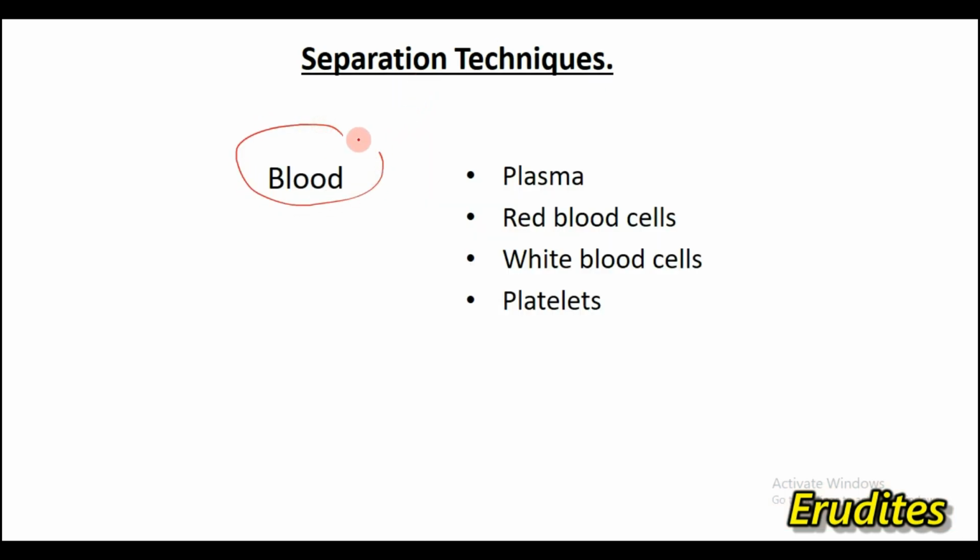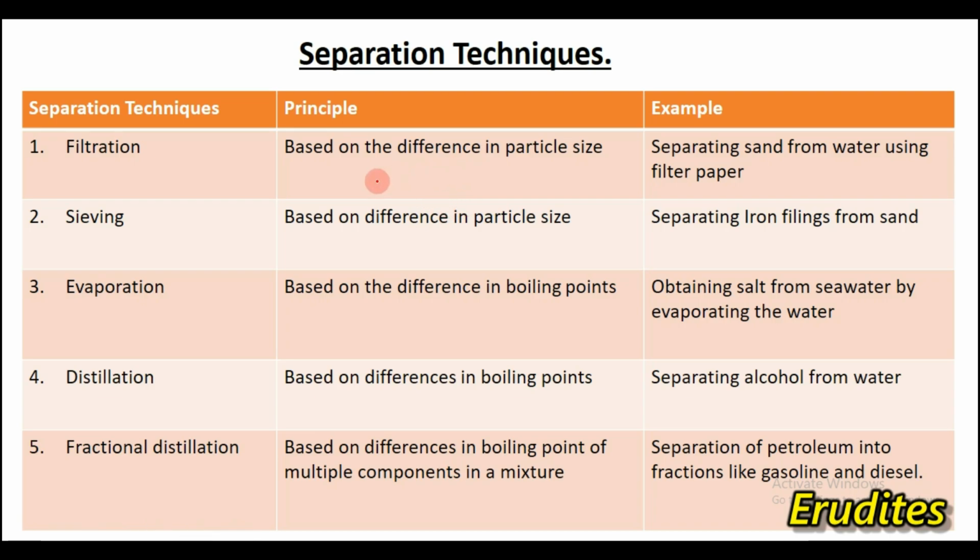Blood, for example, is an example of a mixture. It is made up of plasma, red blood cells, white blood cells, and platelets. So blood can be separated into these various constituents, and that process is what we refer to as separation techniques. So the separation techniques are the various ways in which a mixture can be separated into its various constituents. So the first one we're going to look at here is filtration.